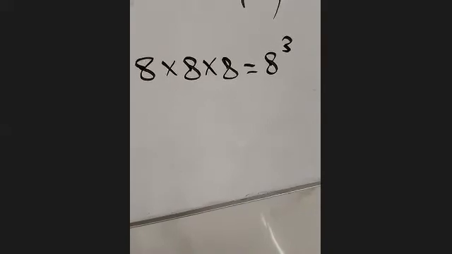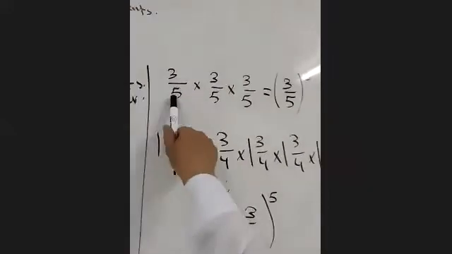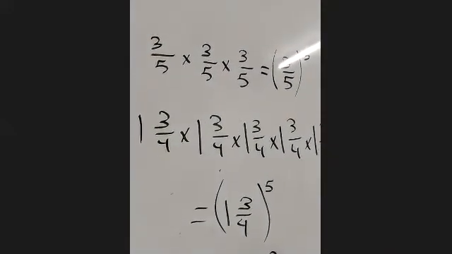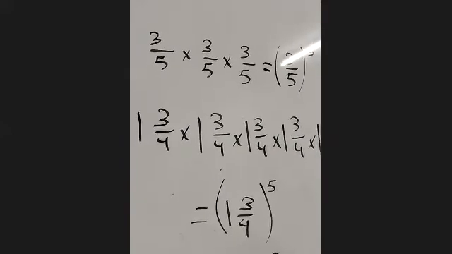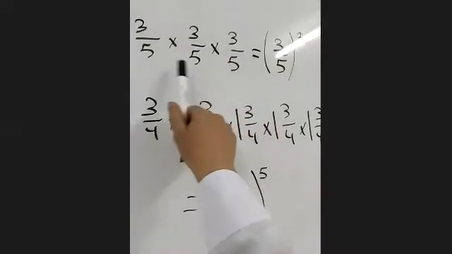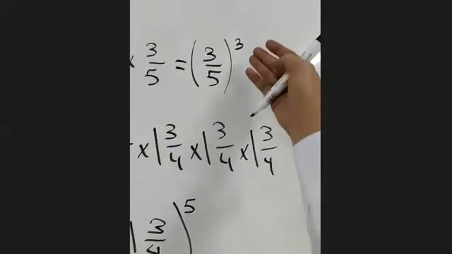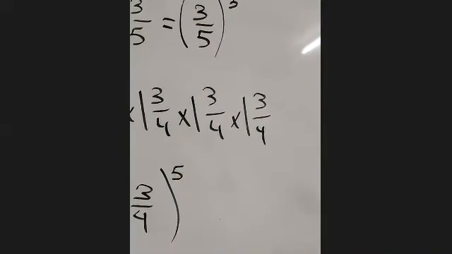So all of the examples are the same idea. How many 3 over 5 do we have here? Let me think. How many times do we have 3 over 5? Three. So it is 3 over 5 to the power 3. Is it difficult? Okay, understand.